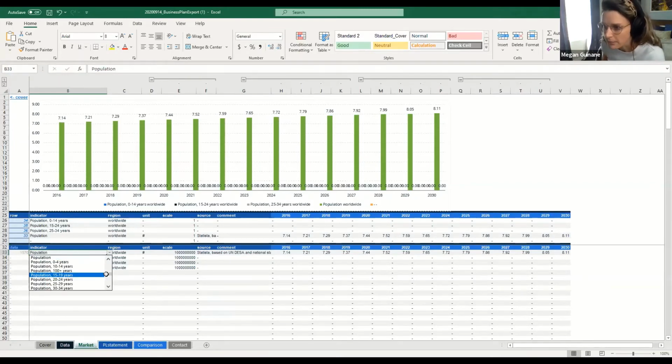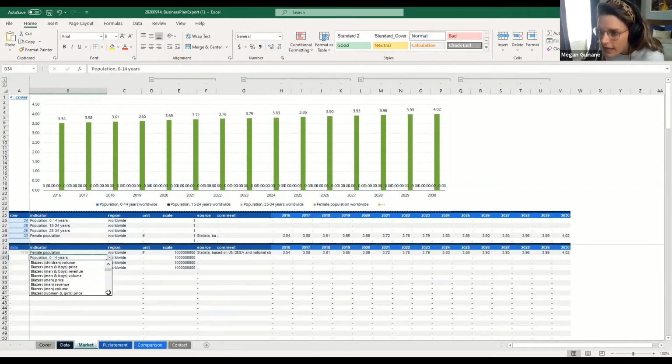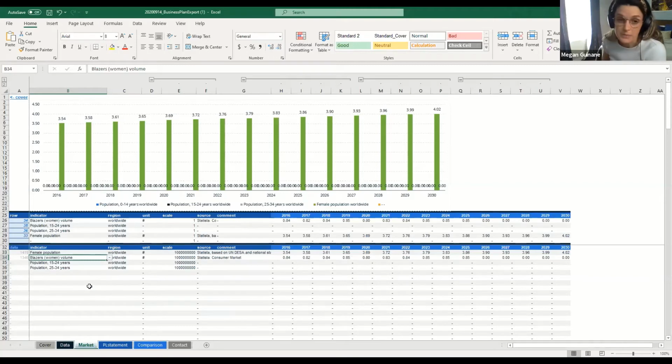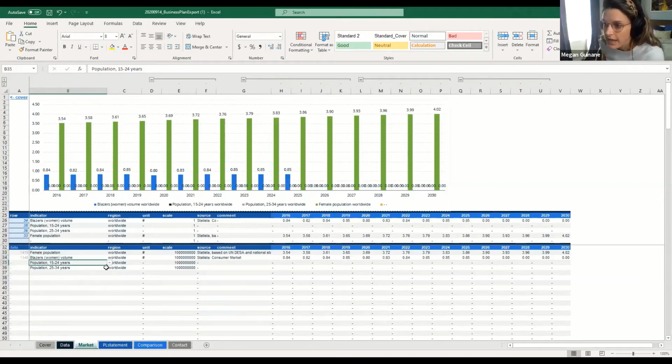I'm going to have the female population. Sorry about that. So we want the female population total. I want to talk about blazers. And volume, so how many pieces were sold over the last couple of years. And then I want to do something different, and that's sports-inspired apparel. That's kind of athleisure, those fancy sweatpants.